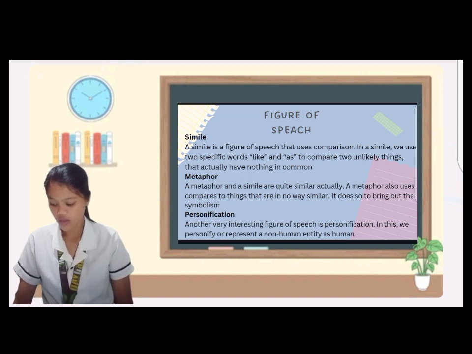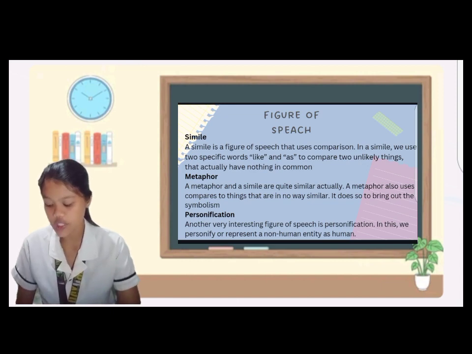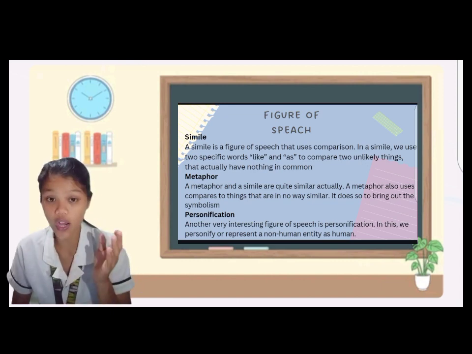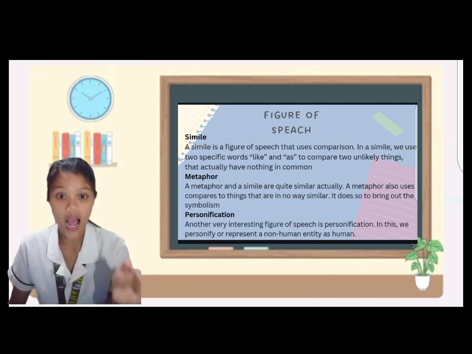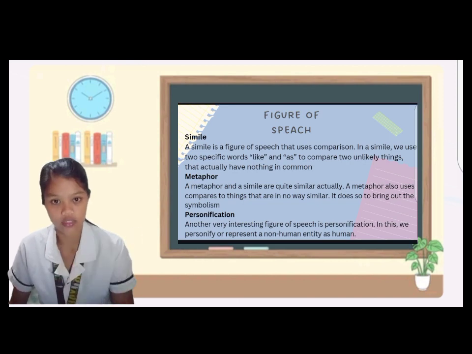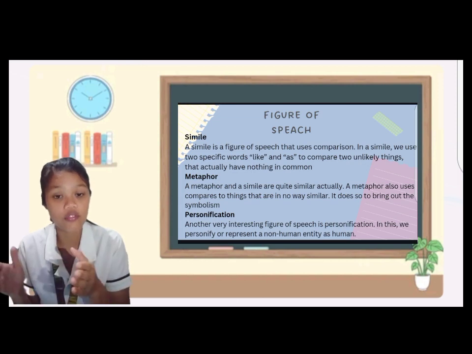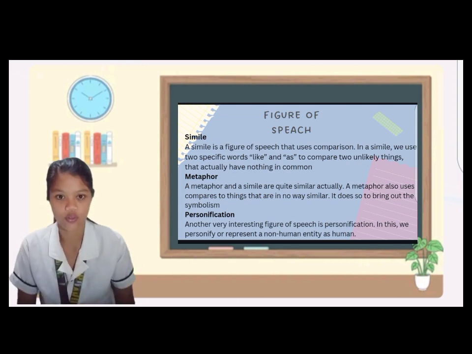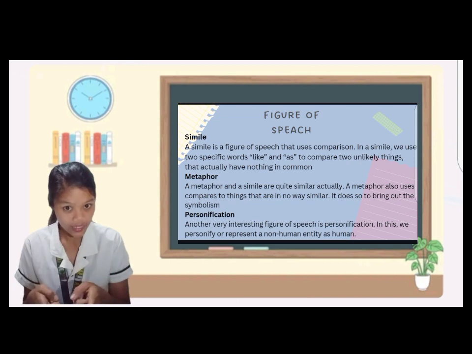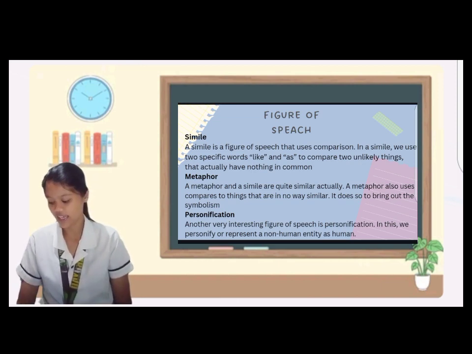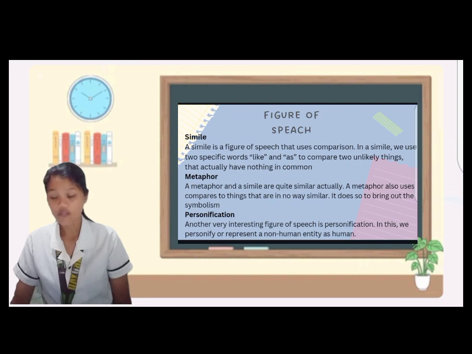Another example is love is a battlefield. Okay, you are comparing, but you are not using like or as. If you use a simile, love is like a battlefield. But in a metaphor, you are comparing directly: love is a battlefield. Okay, so you get it? Okay. So next is personification.